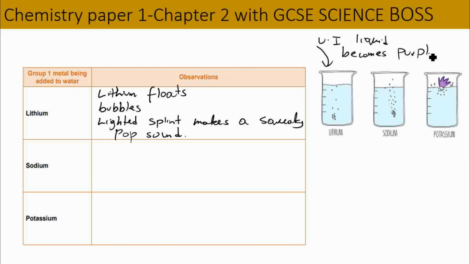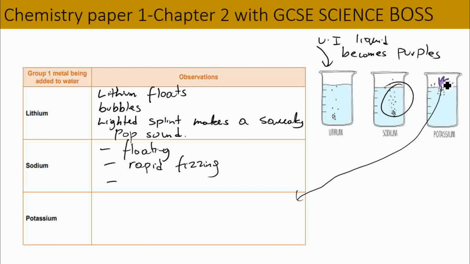Now, all of these are observations when you react the metal with water. As you can see, with sodium there are more bubbles, still floating. Okay, so it's faster, rapid fizzing. You can see rapid fizzing there, and it would also make a squeaky pop sound with the lighted splint. And finally, look at that one. You can see a flame. Okay, also floating. All right, so you can see as you go down the group, it becomes more reactive.